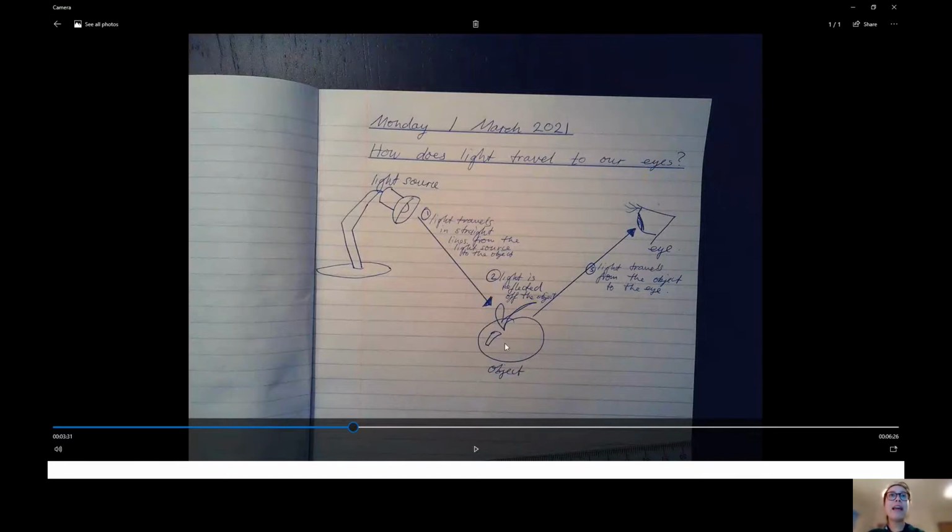So you have to, at every stage, say where light is coming from, where it's going to, light source to object, and object to eye. And if you can say that light travels in straight line somewhere, that would be very helpful. And remember at stage 2 to say light is reflected off the object. Okay, now pause this video now and please draw your beautifully annotated diagram.